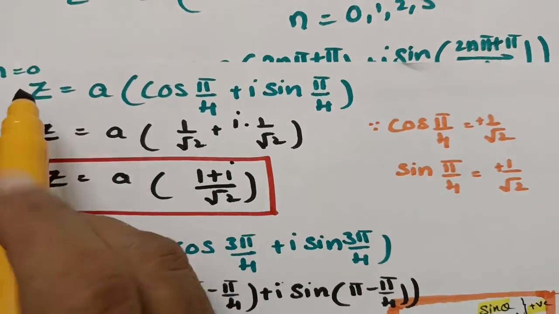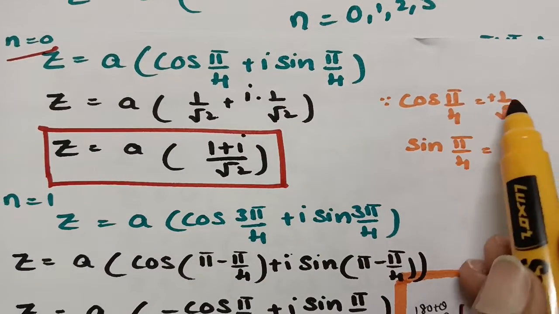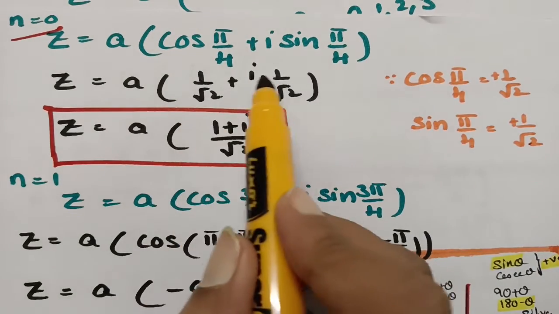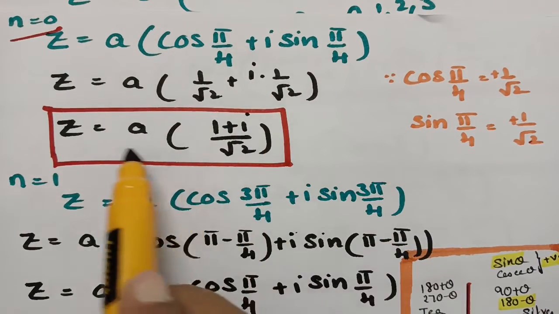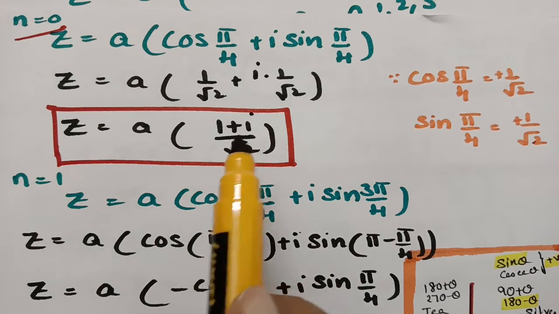See here, after keeping n is equal to 0, we got this one. cos 45 is 1 by root 2 and sin 45 is 1 by root 2. So this will be 1 by root 2 plus i times 1 by root 2. The first pole value is this one.